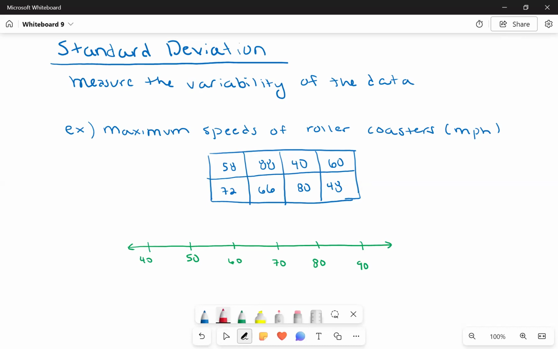So 58 would be like right about here. 88 would be pretty close to here. 40, 60, 72 would be right about there. 66 would be a little over halfway. 80, and then 48. Okay. So here's the data. We can kind of see how spread out the data is, right? We have values from here to here. And that is information, but really it doesn't measure much of anything.